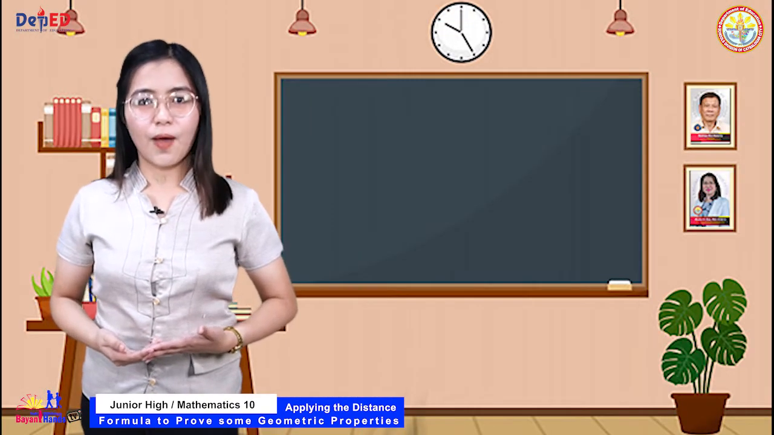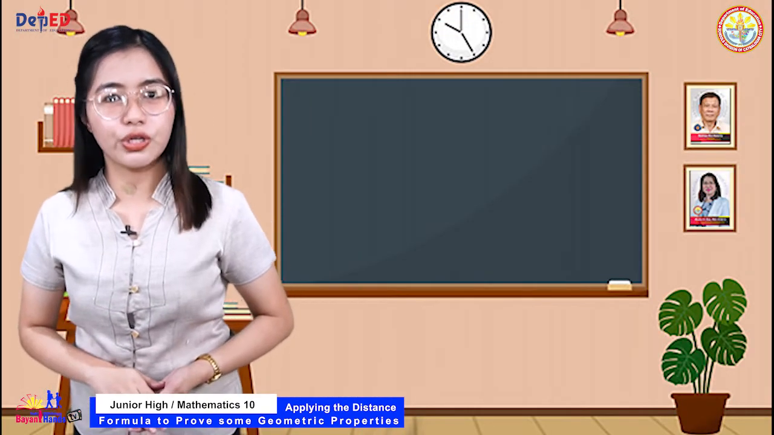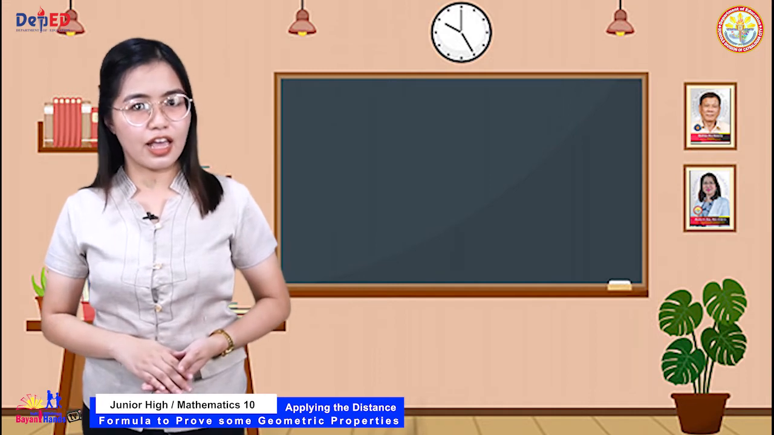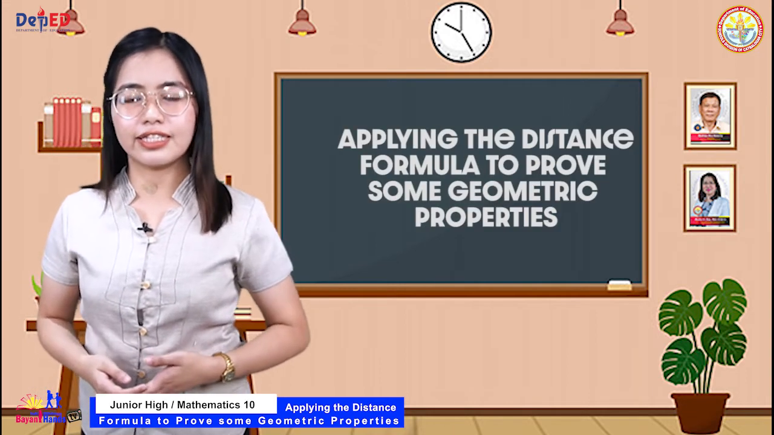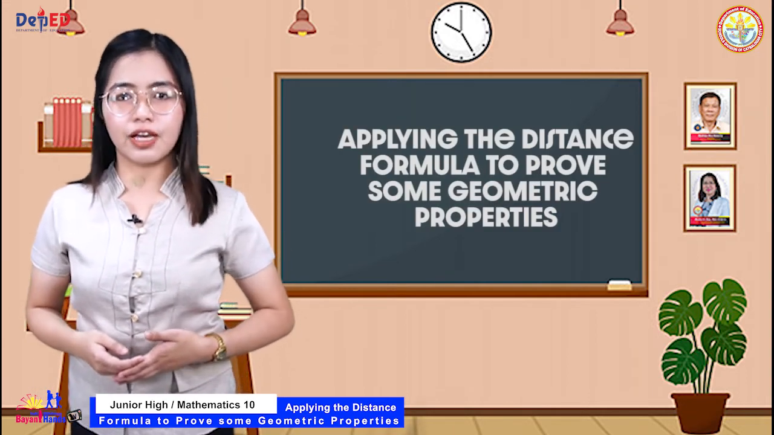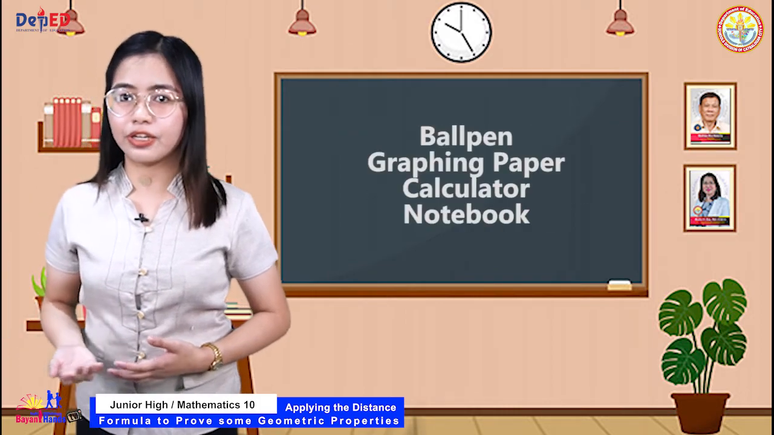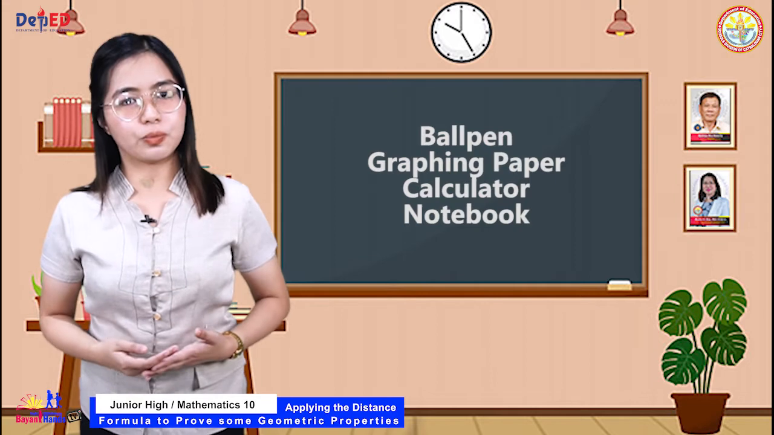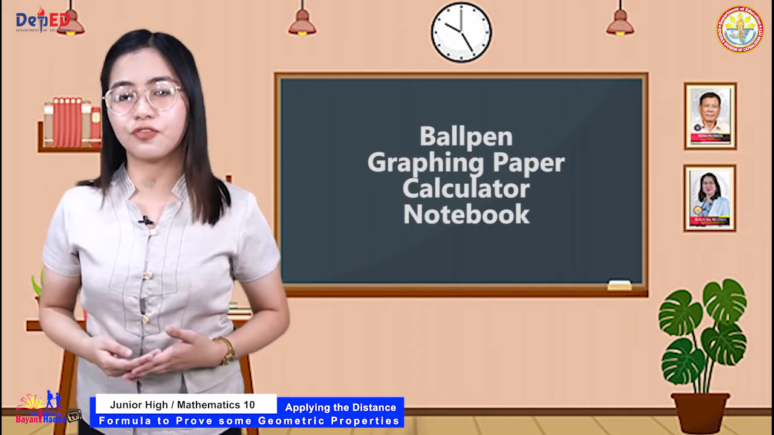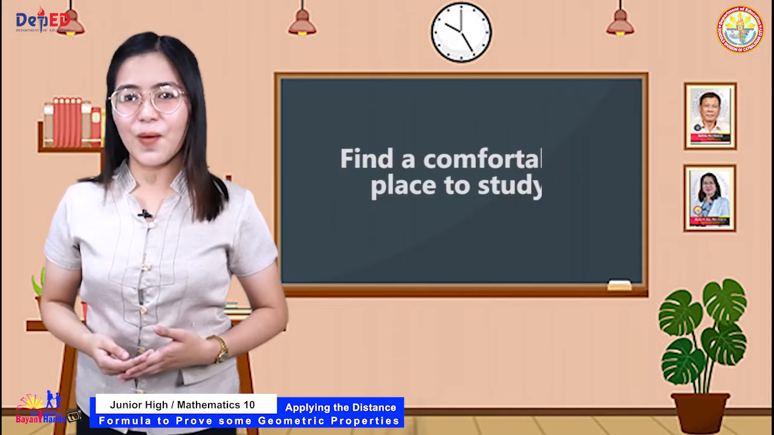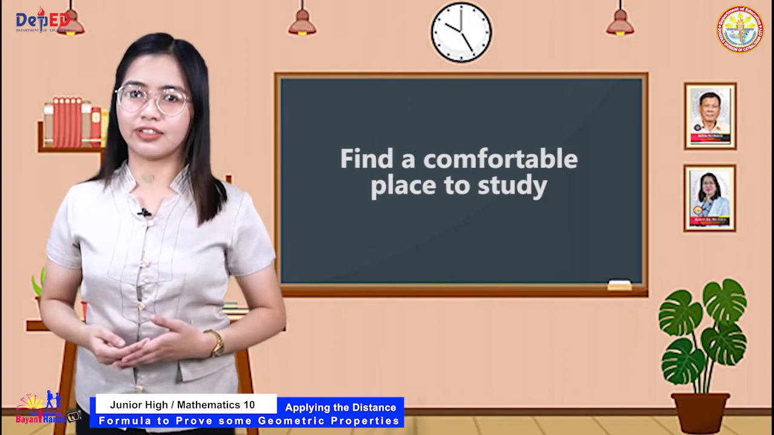Before we start, make sure that you have with you your module in Mathematics 10, that is, Applying the Distance Formula to Prove Some Geometric Properties, a ball pen, a graphing paper, a calculator, and a notebook to write down the relevant information. And of course, make yourself comfortable.